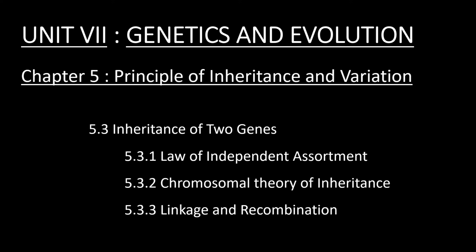The main point to be studied is inheritance of two genes. Under this point, the subpoints are law of independent assortment, chromosomal theory of inheritance, and linkage and recombination. So these are the three subpoints under inheritance of two genes.